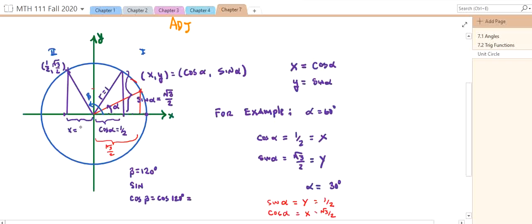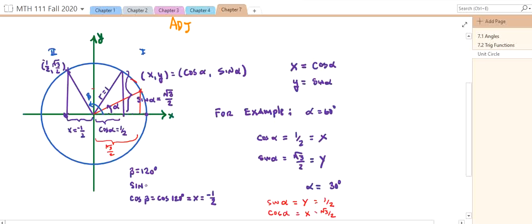So x equals 1/2. But it's a negative. This is a negative 1/2 because we're heading in the negative direction now. So the cosine of 120 degrees equals x equals minus 1/2. Still equals x, the x value, but equals minus 1/2.